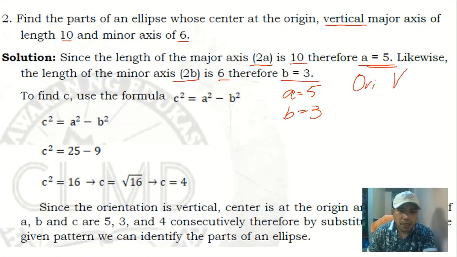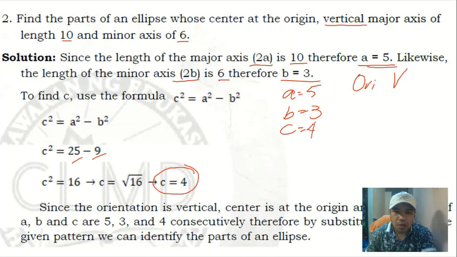So from there, we will try to obtain c. So c squared is equals to a squared minus b squared. Then substitute the values, 5 squared and 3 squared, and that will give us 16 for the c squared. So square root of 16 is 4. Kaya ang c natin is equals to 4.